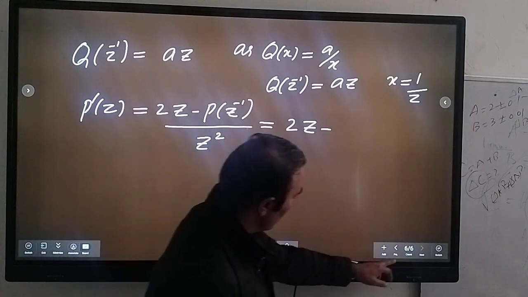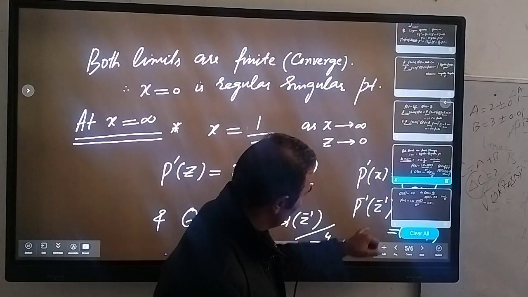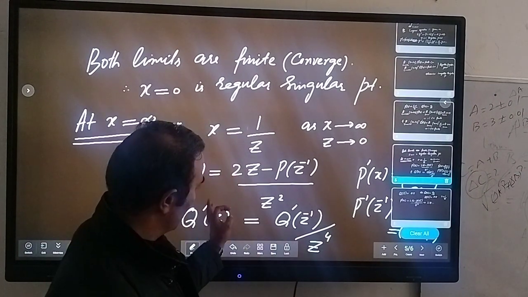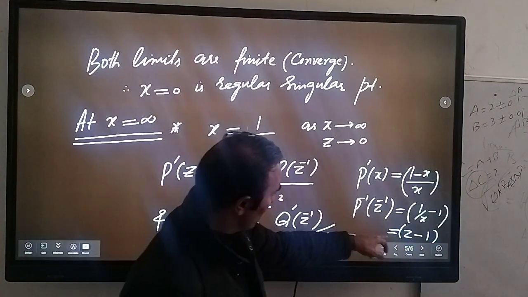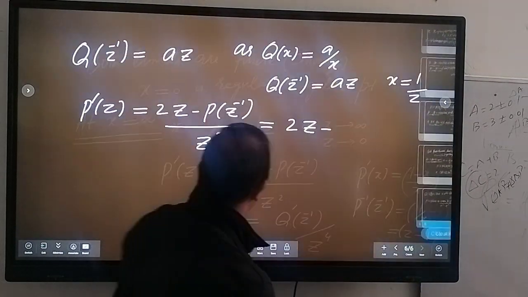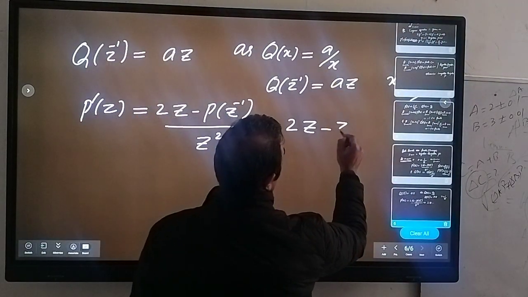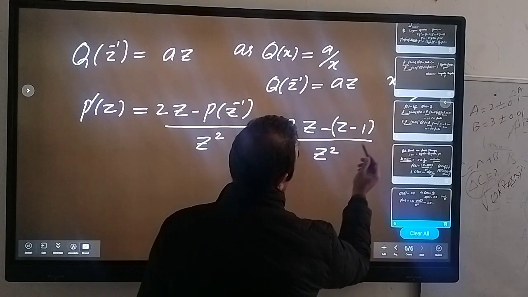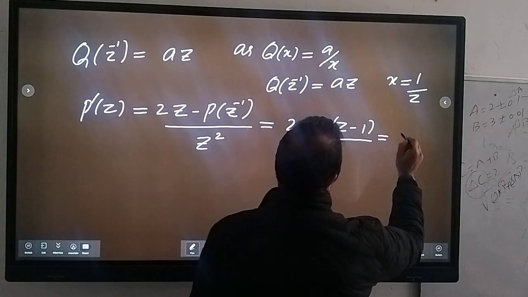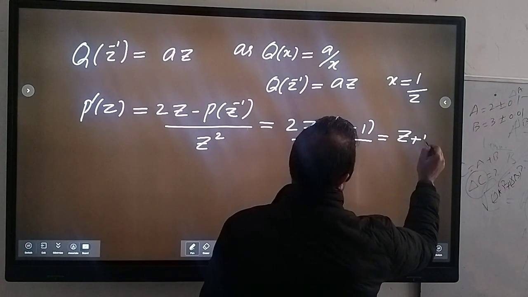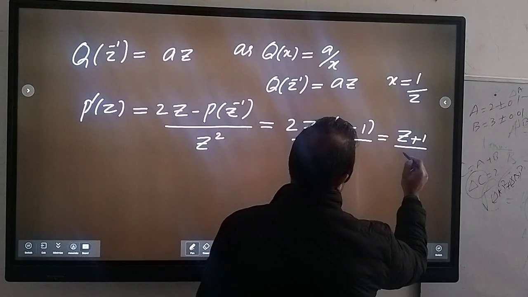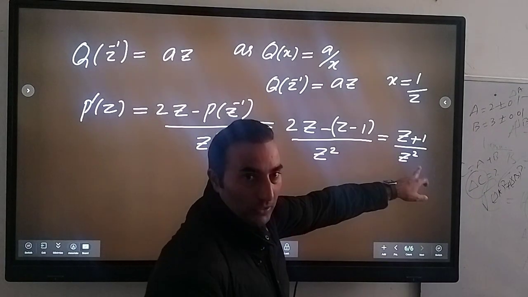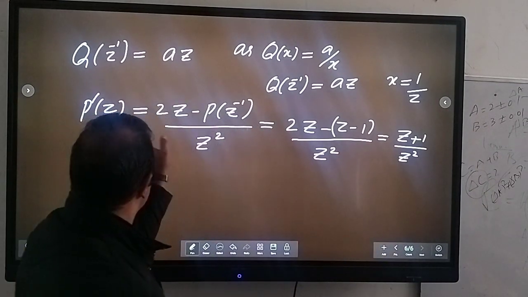And we have already calculated what's our P dash of Z inverse. So that's equal to, okay, what was that? Okay, so that's this. So that's Z minus 1. So that means this will be equal to Z minus 1 upon, that's equal to, because this will be 2Z minus Z plus 1. That is Z plus 1 divided by Z. So that means we have calculated what's our P dash of Z.